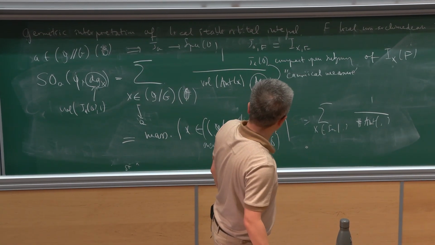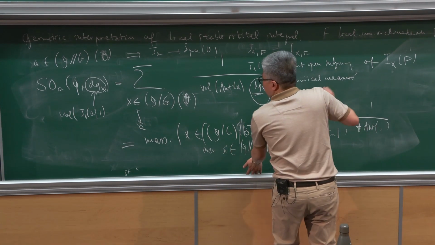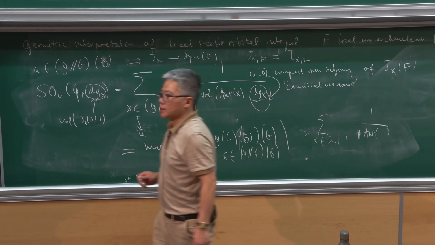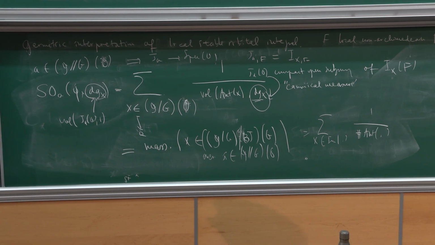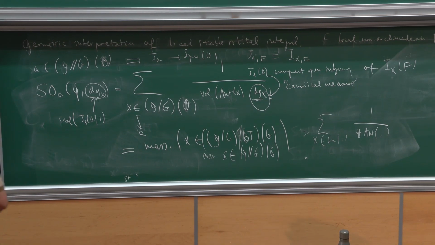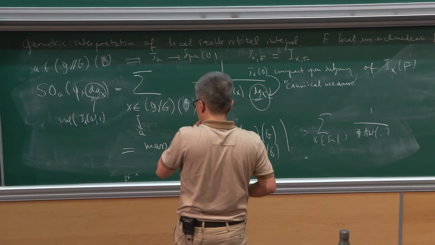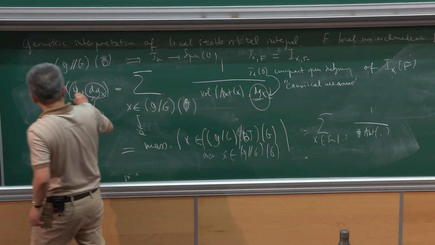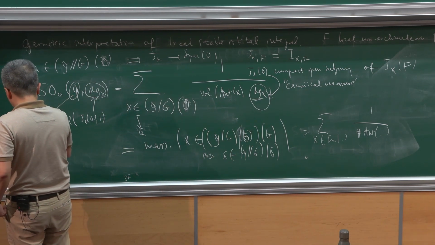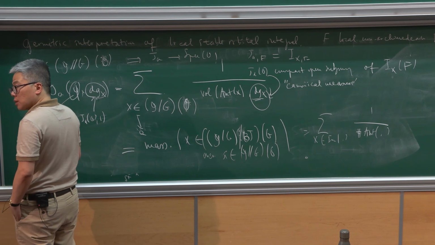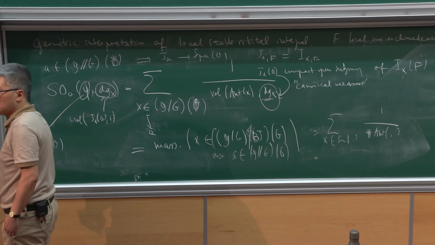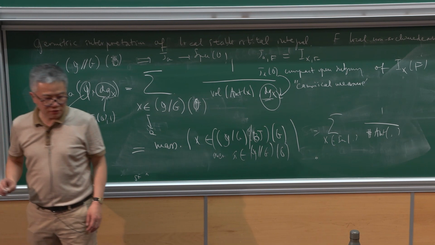All right. Sorry? Where is psi? Oh, phi is only one; I just take one function, a Cartesian function on G of A. Yes, you see, phi is fixed.